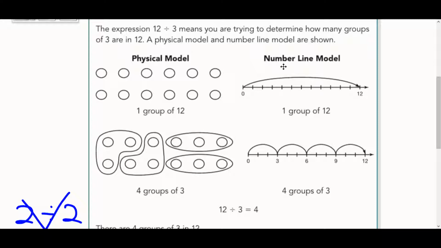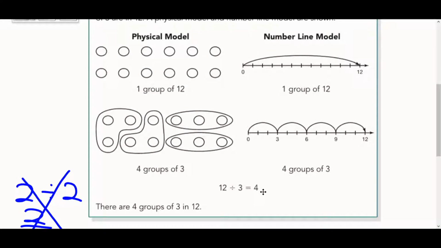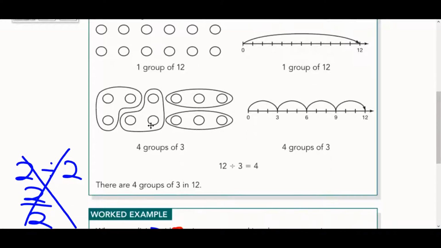And the number line model, kind of the same idea. You draw a number line from 0 to 12, and then you skip count by threes until you get all the way to 12, and then you count how many times you skipped, or how many arches there are here. And there are 4, so it's 4 groups of 3. So in other words, 12 divided by 3 is 4. And again, no surprises there. But it's sometimes good to look at models of numbers that we know really well before we get into numbers that we don't know so well.